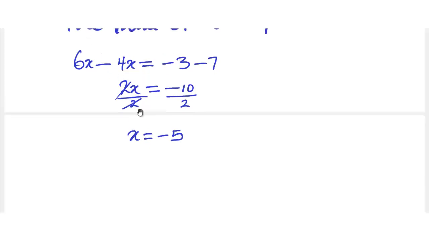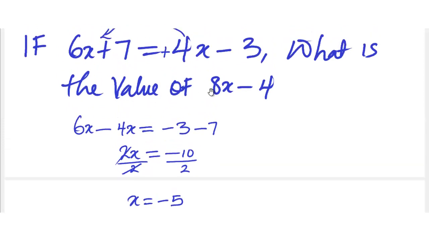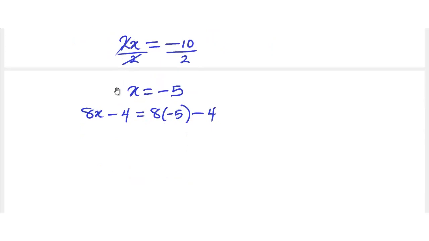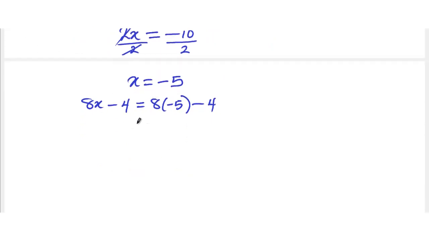So that's the value of x that will make the left-hand side of the equation equal to the right-hand side. But we are required to find the value of 8x minus 4. So in that case, 8x minus 4 will now be equal to what? 8 into bracket x, that is minus 5, then minus what? 4. So what is 8 into bracket minus 5? It is the same thing as saying 8 times minus 5, then minus 4.